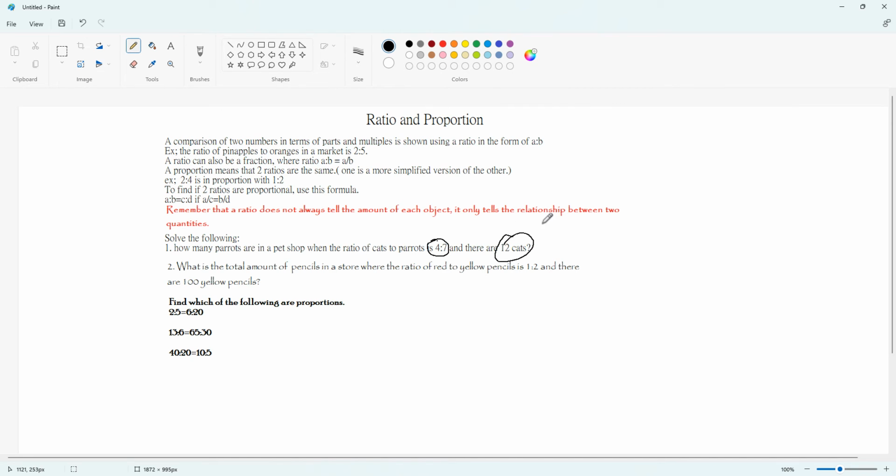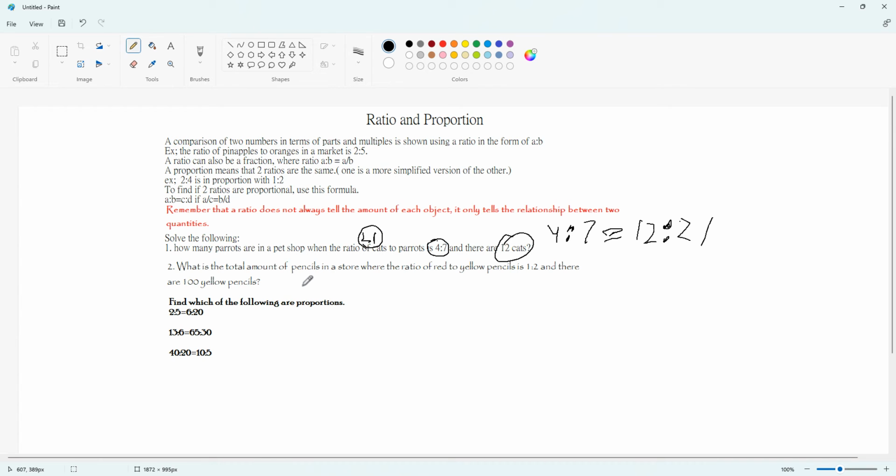So we can put these here, and we have 4:7 is equal to 12 is to, and we have an unknown value. Now we can see that this is just going to be three times 4. So what we're going to do is multiply 4 by 3 to get 12. Since we got a 12 from that, and since these ratios are the same, we're going to multiply this 7 by 3 as well. So 7 times 3 is 21. So we can see that there are 21 parrots.